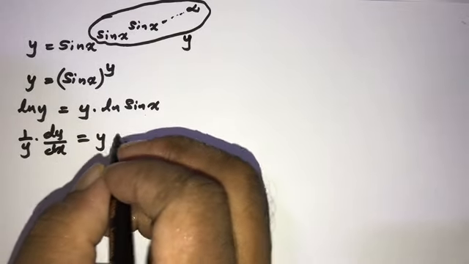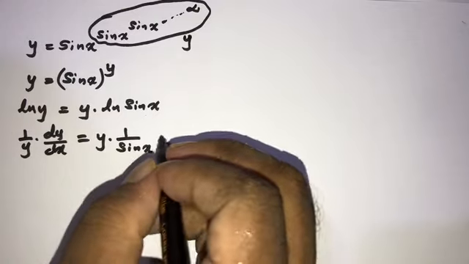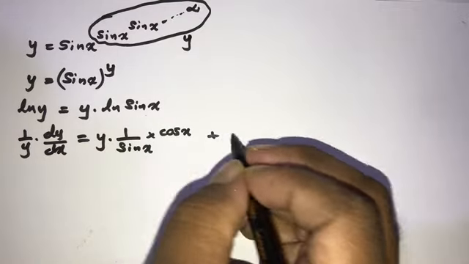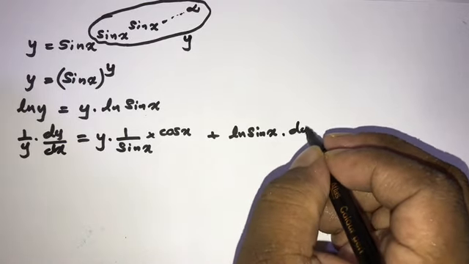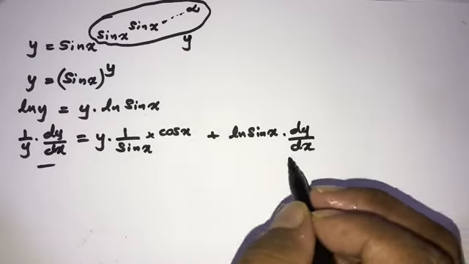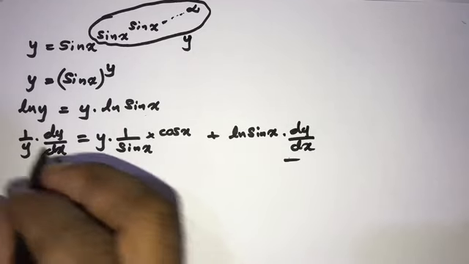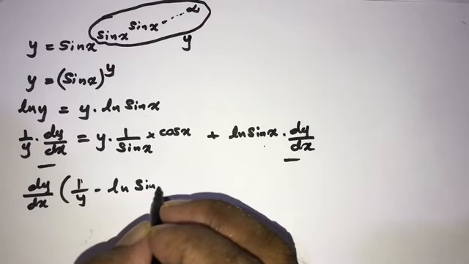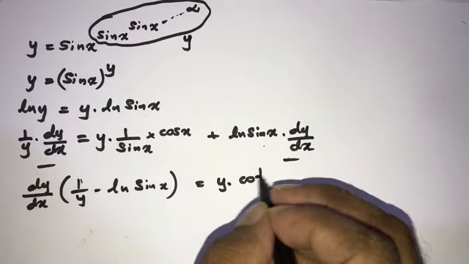So rewrite the first function and then the derivative of ln sin x, so 1 over sin x, and according to the chain rule, the derivative of sin x is cos x, plus, now rewrite the second function and then the derivative of y is dy by dx. Okay, now take dy by dx as a common factor, so dy by dx times 1 over y minus ln sin x is equal to y times cos x over sin x, which is cot x.